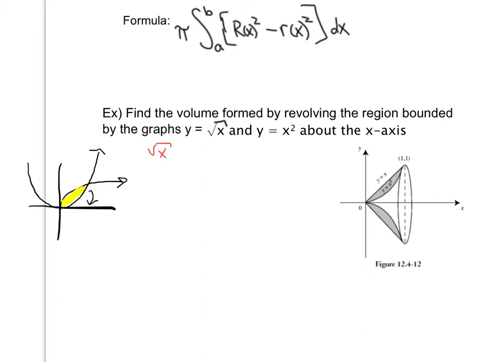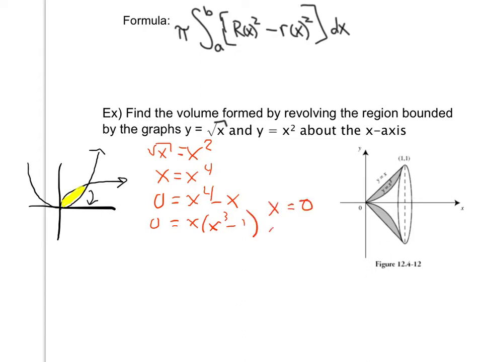So when does the square root of x equal x squared? I'll square both sides and say when does x equal x to the fourth? So 0 equals x to the fourth minus x. 0 equals x times x cubed minus 1. So either x equals 0 or x equals 1. So I'll have an integral going from 0 to 1.